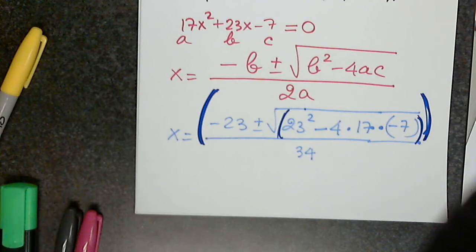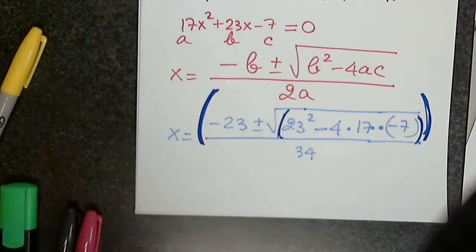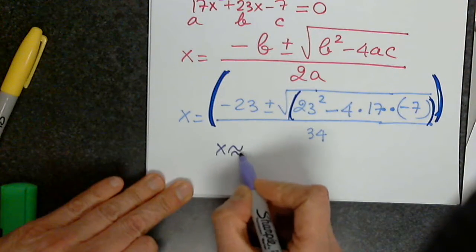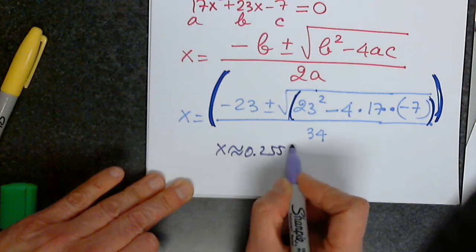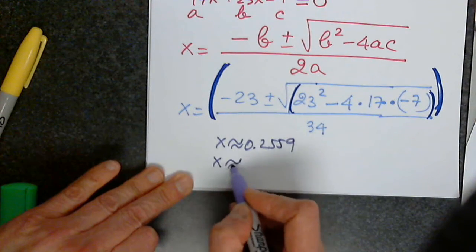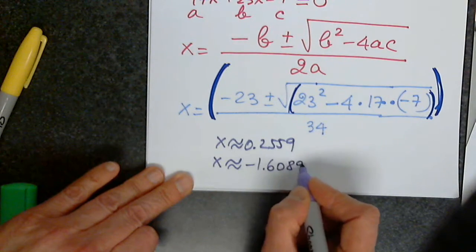So again, if you're asked to determine an exact answer, I can do this. I'll show you what to do in a minute. But if I'm okay with approximations, this is how I do it. So I'll say x is approximately 0.2559. And the other one, x approximately negative 1.6089.